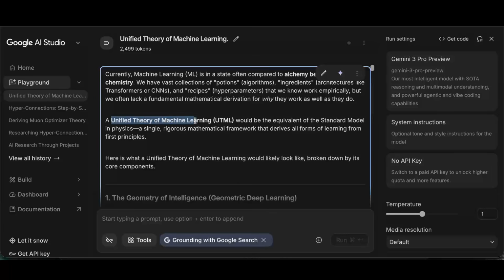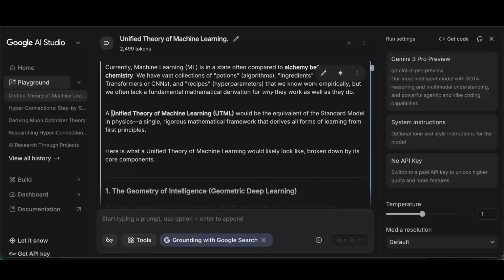So, a unified theory of machine learning would be a single rigorous mathematical framework that derives all forms of learning from first principles. And maybe this would even be a better goal than AGI or superintelligence. Maybe this is a more concrete goal. But this could also be harder than AGI.